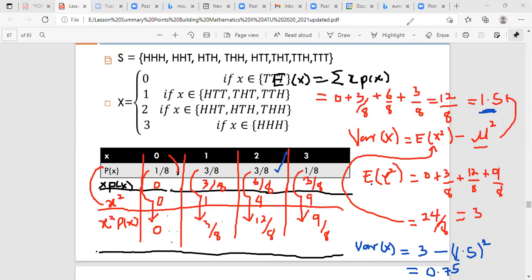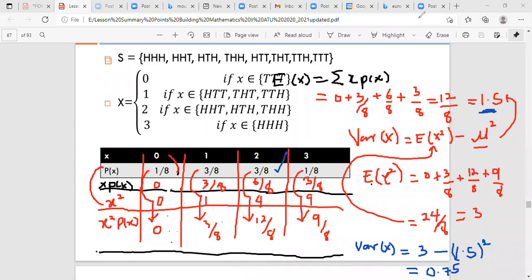Sir, I want to know how you got the figures for x squared. We are just squaring the x values. Okay, sir. Okay, so I think we are all okay with the second example. So we are moving on.